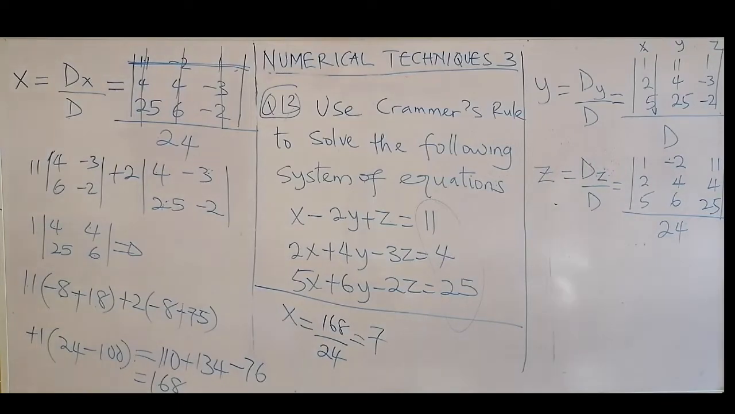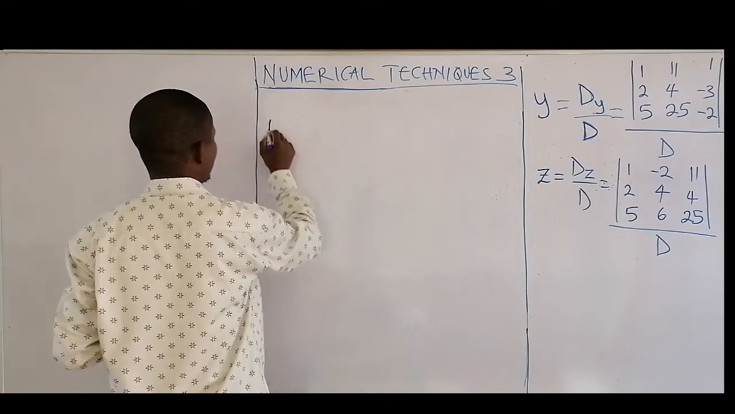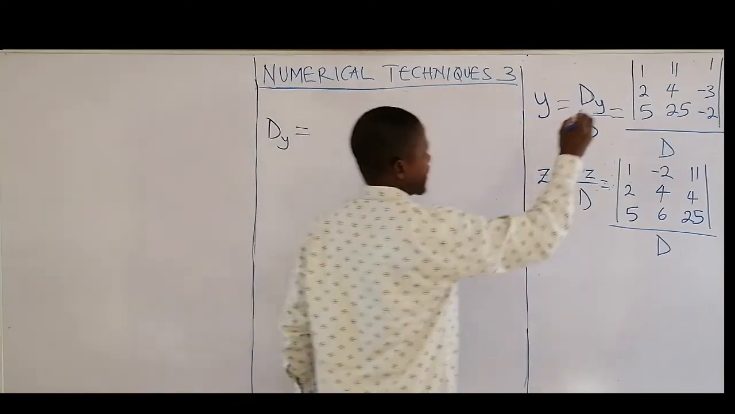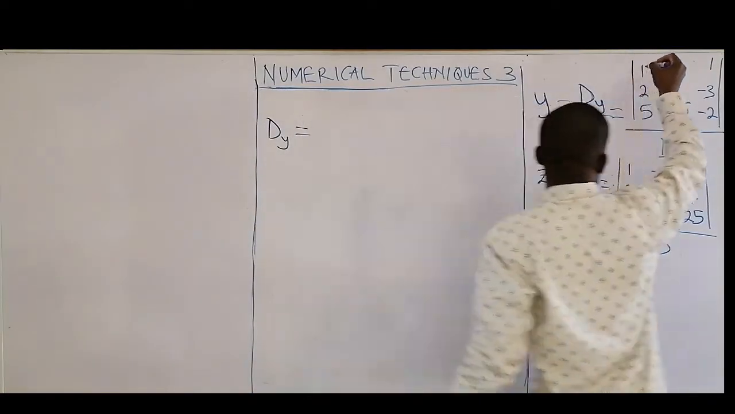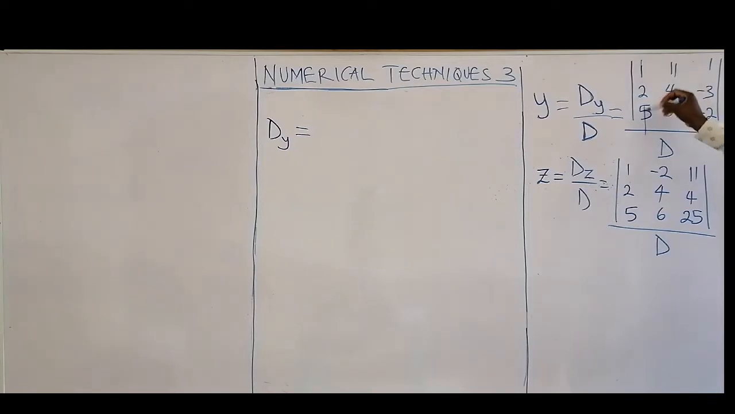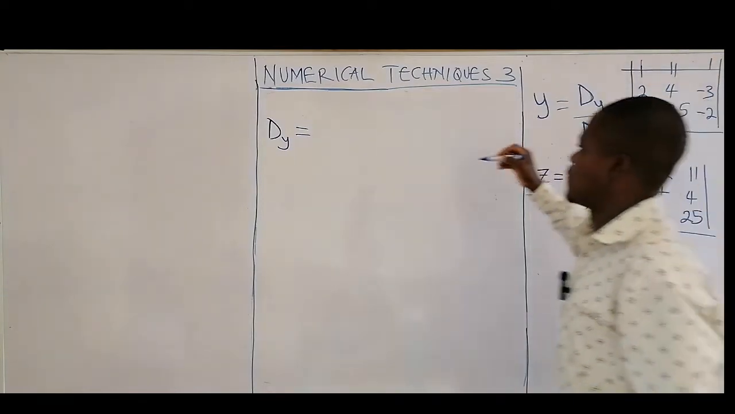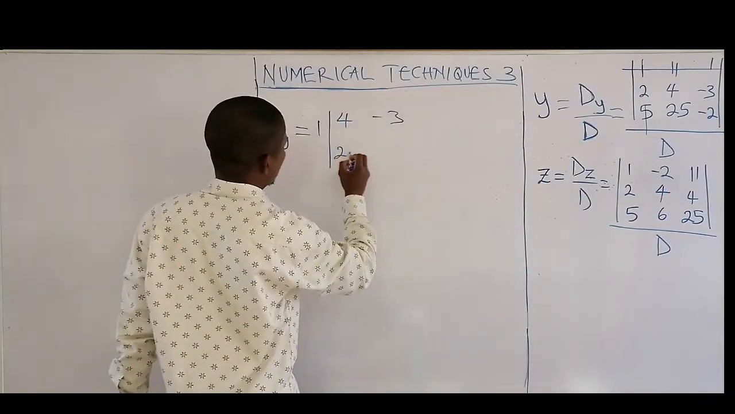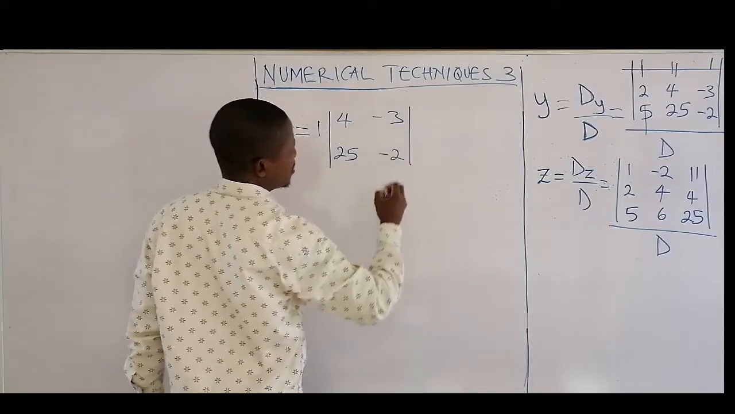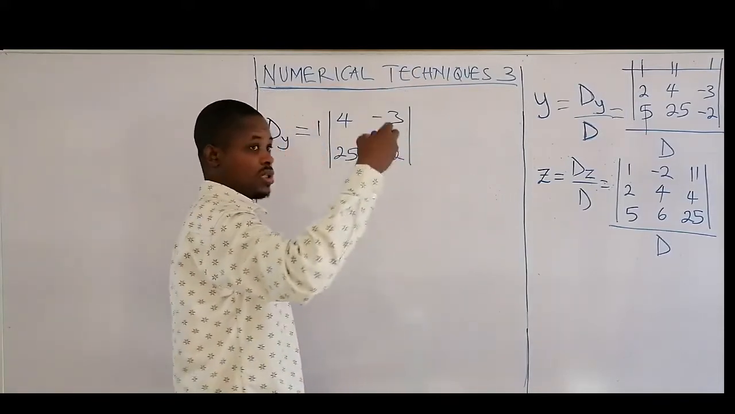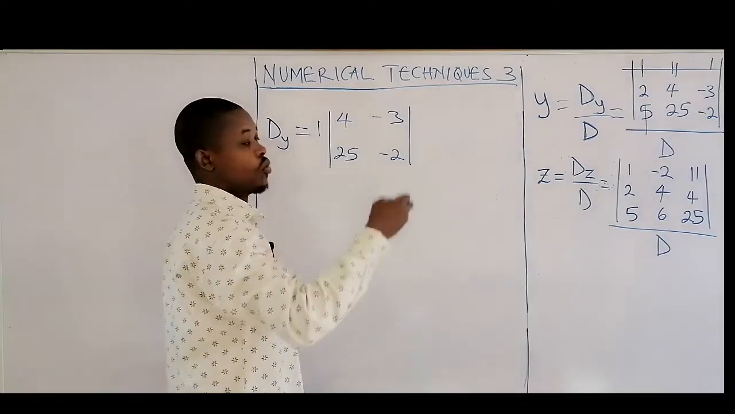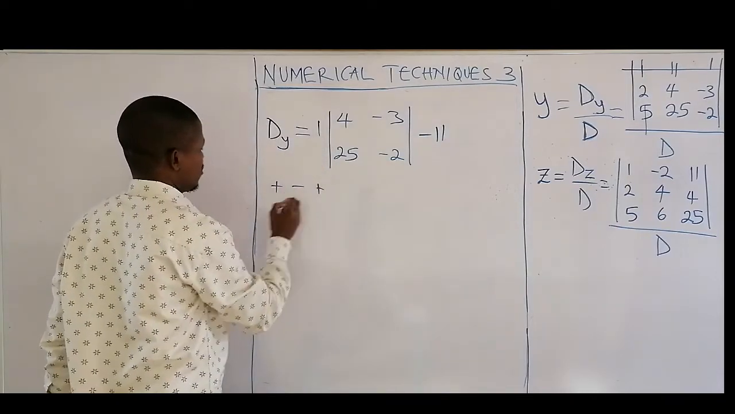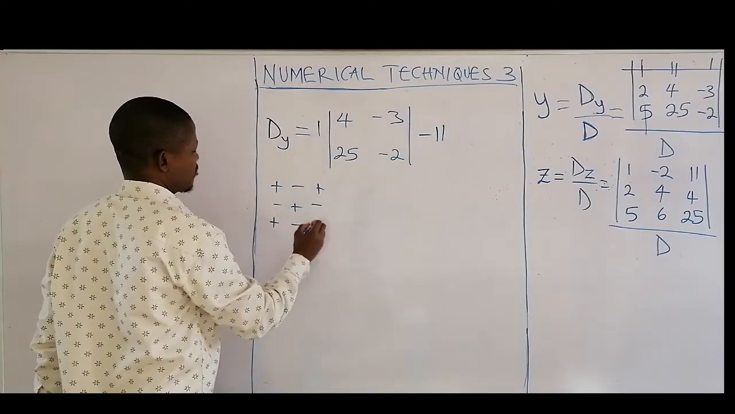So it's simple. We can get the y. Before we get the y, let's get the determinant D subscript y. Okay, and that will be equal to, come here. Where you have 1, can you cover that this way, vertical and horizontal? So you have 1 determinant, 4 minus 3, 25 minus 2. Then the middle one is 11. I've told you, you have to consider the sign of the cofactor. So that would be minus 11. Don't forget this plus, minus, plus, minus, plus, minus, plus, minus, plus.